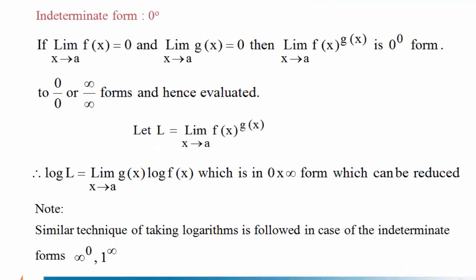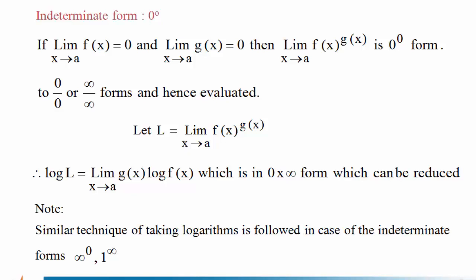Friends, today we will discuss the remaining 3 forms of indeterminate form. We already observed there are 7 indeterminate forms. Out of 7 we studied 4 forms: 0 by 0 form, infinity by infinity form, 0 into infinity form, and lastly infinity minus infinity form. Especially the infinity minus infinity form, we can also reduce into 0 by 0 or infinity by infinity form.